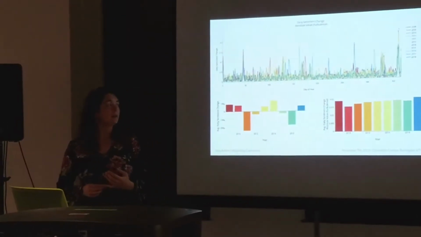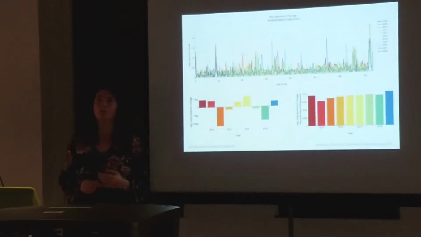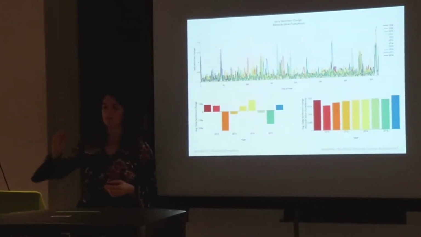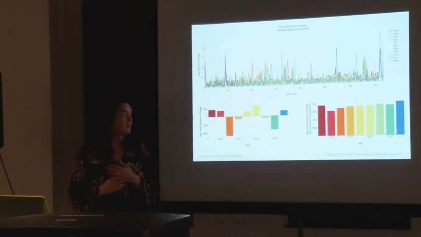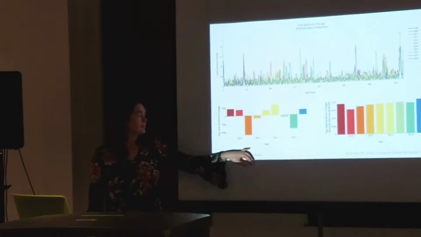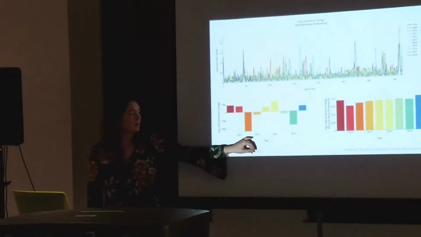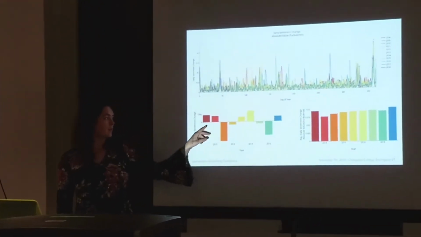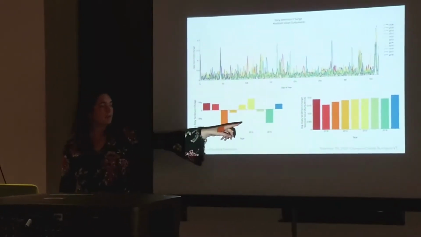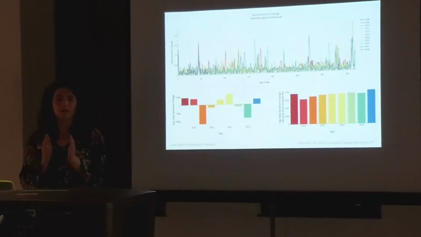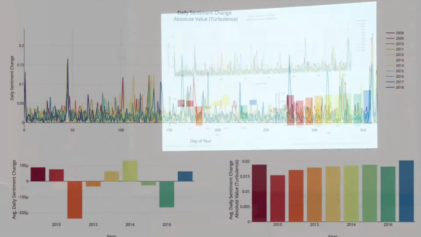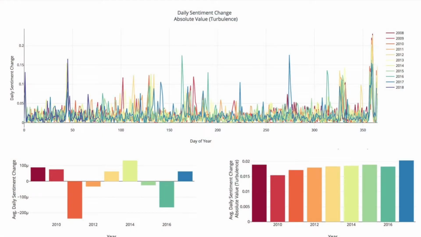So this is an absolute value of the sentiment change, so not whether it went up or it went down, but just how much was it different from the previous day. And then looking at that sentiment change year over year, we can see this is the up and down, and then this is just the total change from one day to the next, what the average was. So taking, say, today and comparing it to yesterday, how much did our average happiness change?